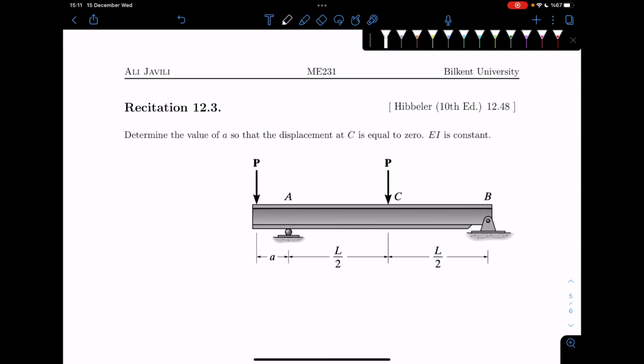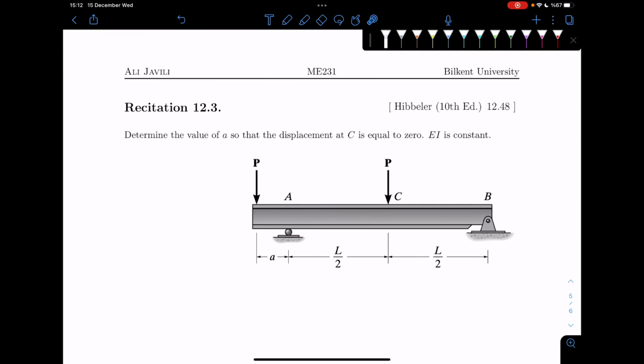All right, the next one asks you to determine the value of A so that the displacement at C is equal to 0. Okay? So you have different ways of solving this. Again, you can also start just solving it as it is, but I find it particularly interesting for learning purposes or for teaching purposes that we use our method of superposition for this.